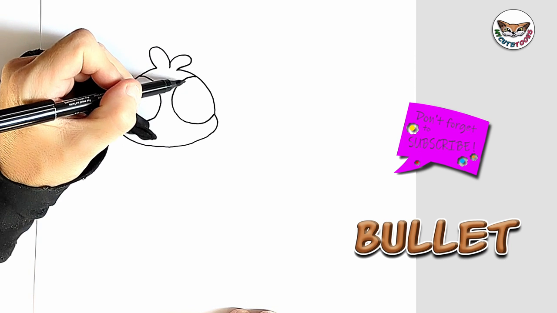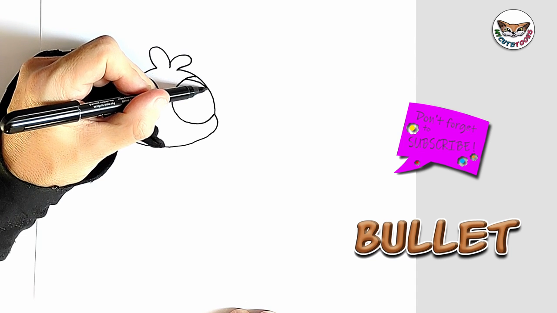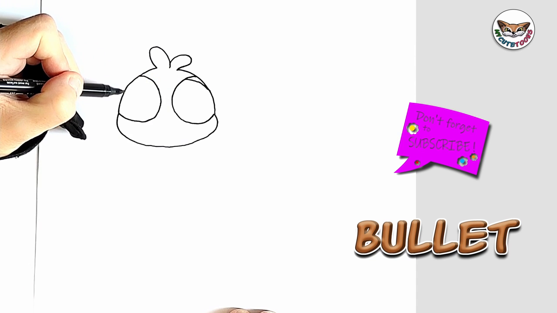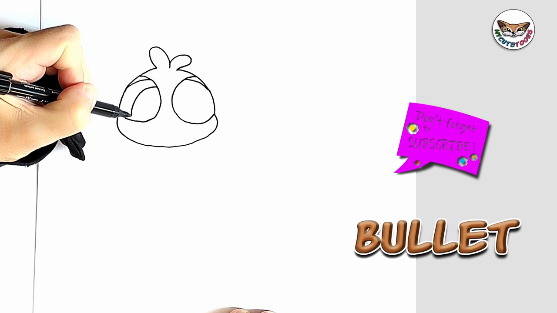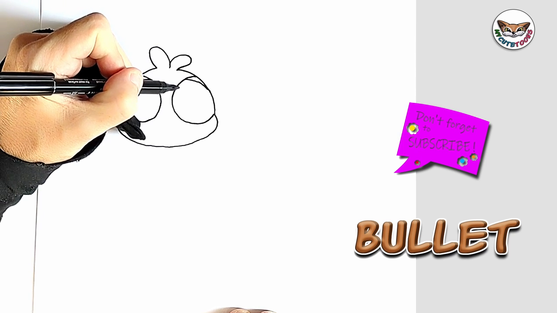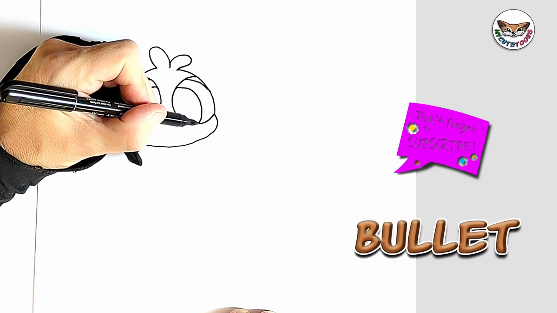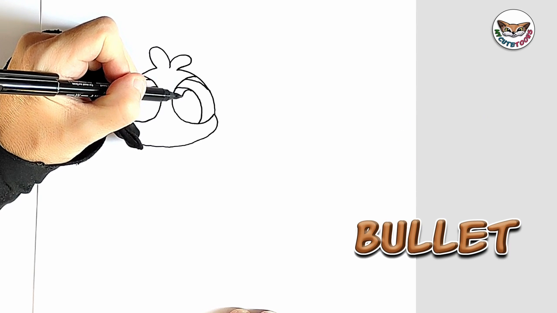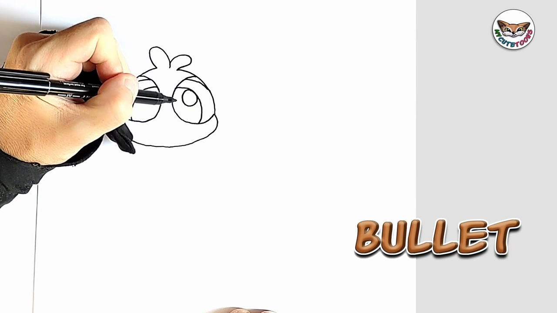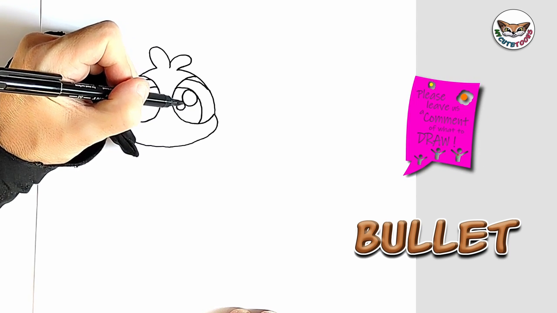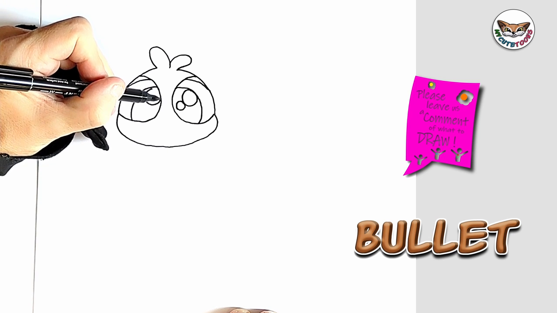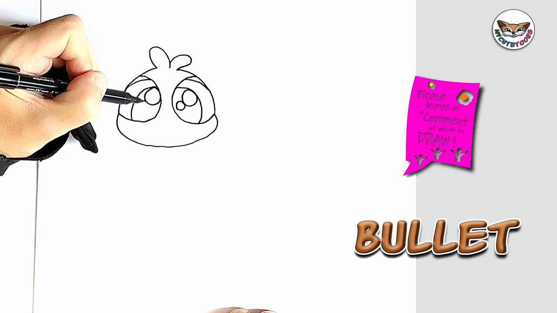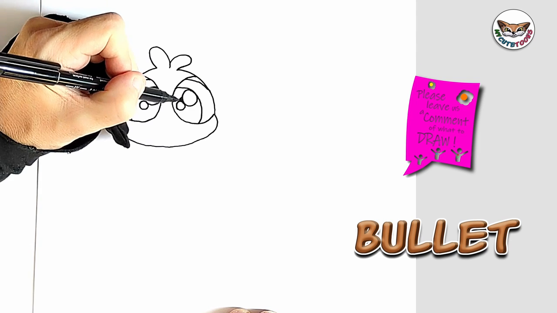Now we can do the iris on both sides, and then we're going to draw the pupils. And of course, two light reflections. Let's fill the pupils in.